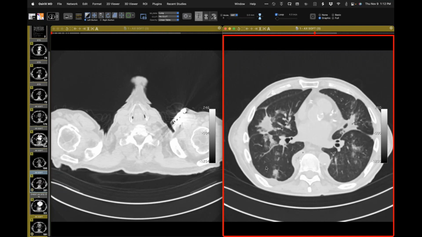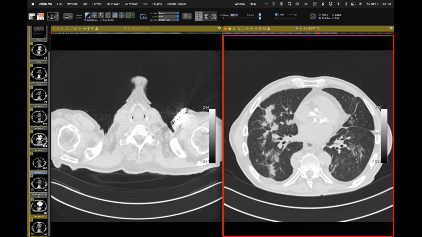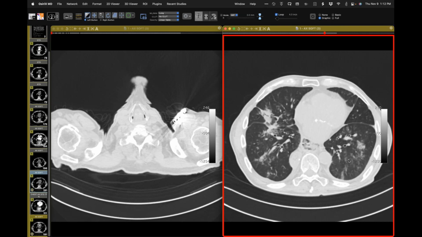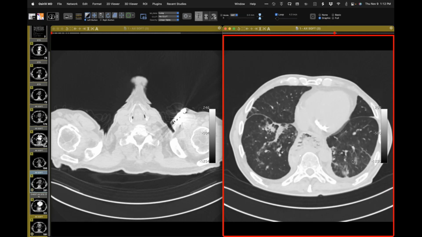And then also the appreciation that the smaller opacities are in close proximity to airways. And it makes sense. That material just comes out of the airways, deposits, and has a bronchovascular distribution as well.